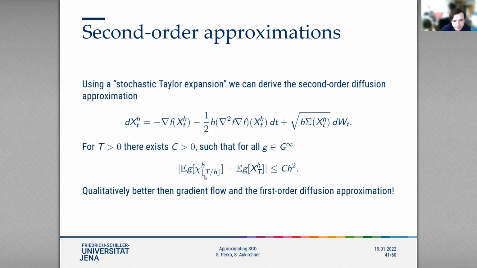And in fact, this has this weak convergence of order 2 property. So as h goes to 0, this difference goes to 0, but quadratically. So this approximation is qualitatively better than gradient flow and the first order diffusion approximation in this sense.